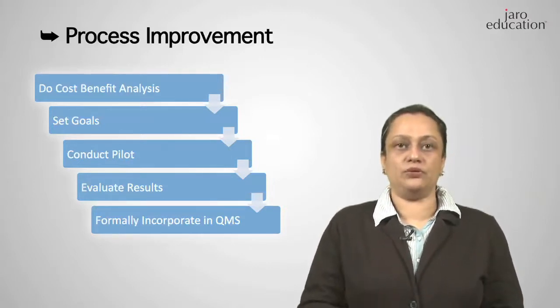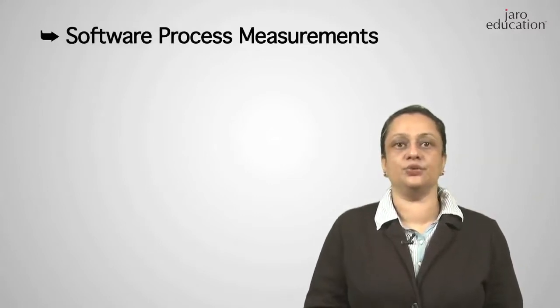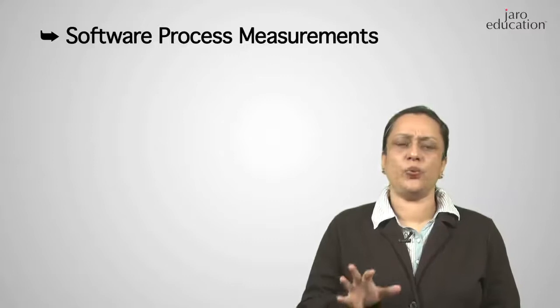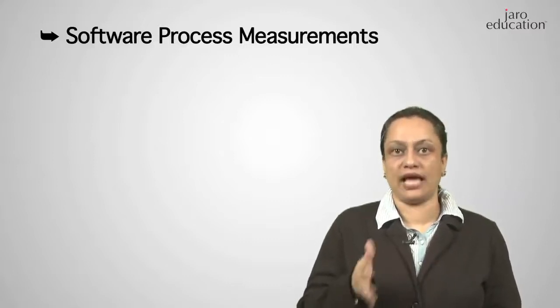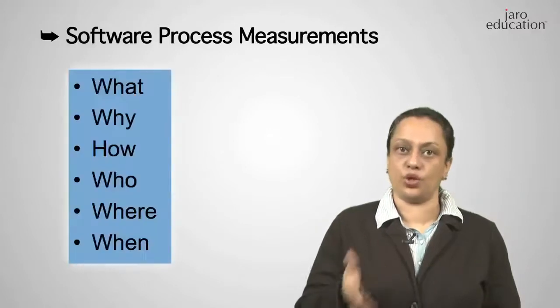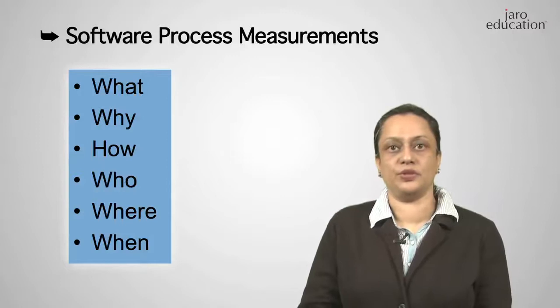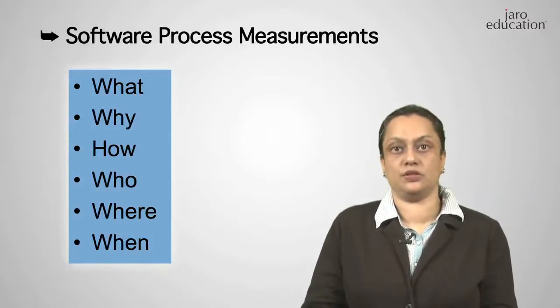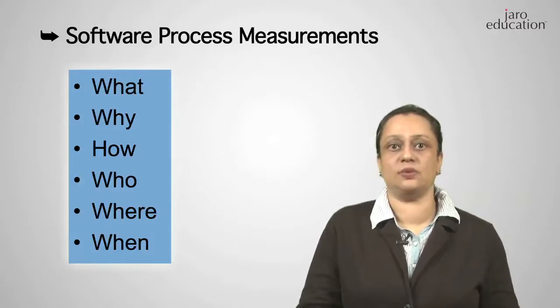We will talk about the metrics program and the measurement activities in the next unit, but basically when we decide on the software process measures, we have to answer the questions of what we are measuring, why we are measuring, how we are going to do it, who is going to do it, and where and when that activity will take place.